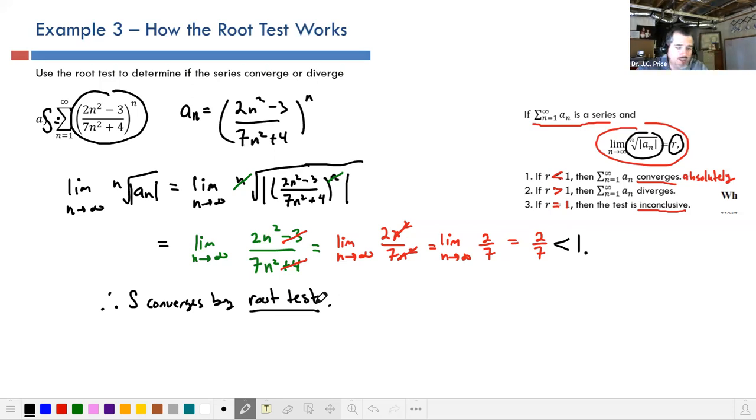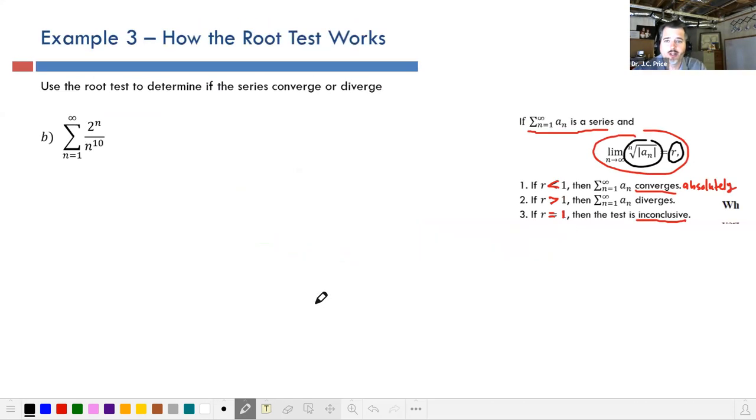And we have one last one to do. So that one wasn't too bad. So maybe this one will be a little bit trickier. That's what I'm thinking. So over here, here's my term. So let's write down my term. A sub n is equal to 2 to the n over n to the 10th.